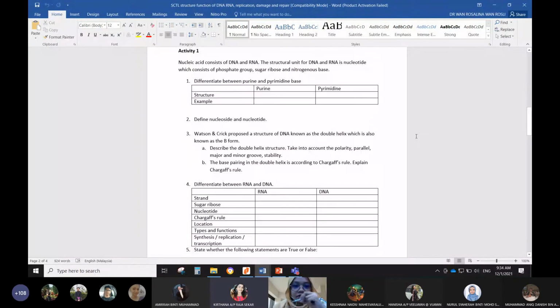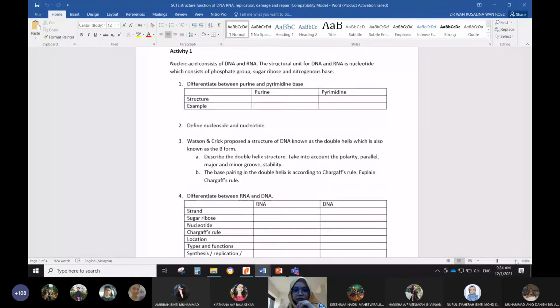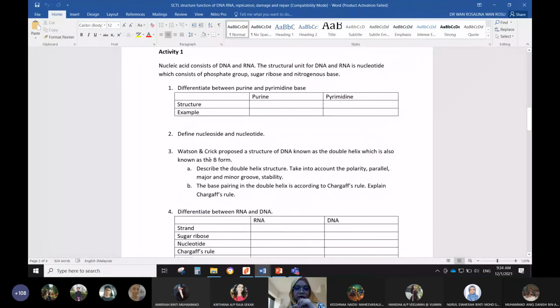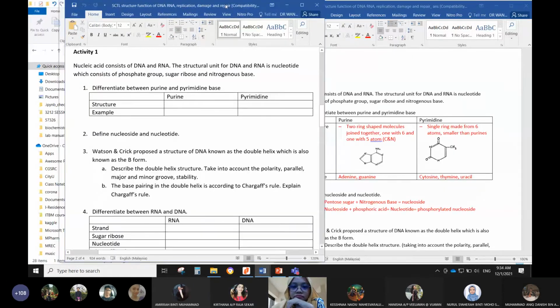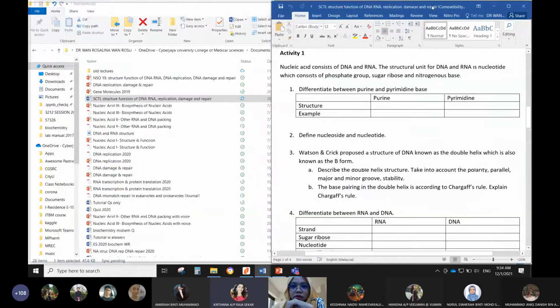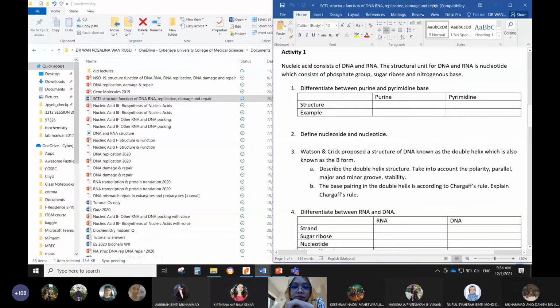Okay, so because I covered the first and second question, maybe you guys want to try the third one. Watson and Crick proposed a structure of DNA known as the double helix. So can anyone describe the double helix structure? Anyone want to try that?